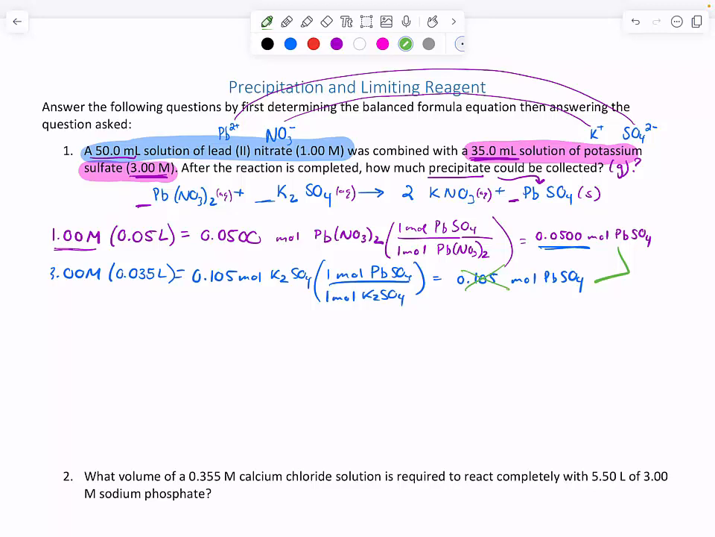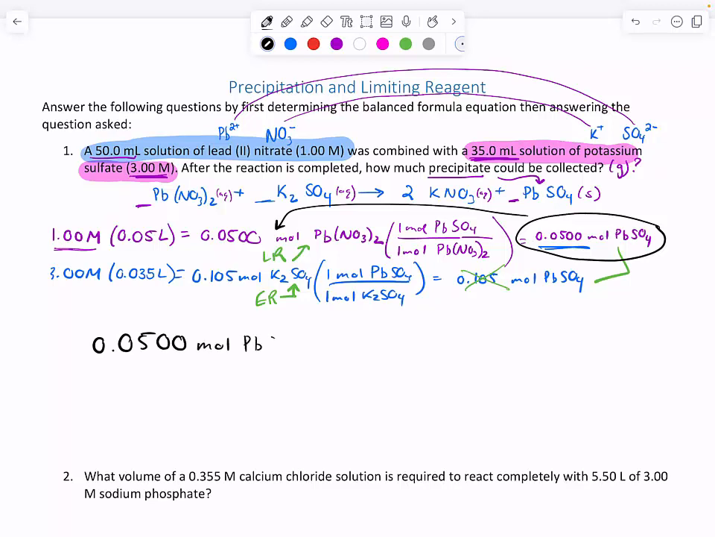So that means, what is my limiting reagent? My limiting reagent is lead 2 nitrate. And so I'm going to have excess of my potassium sulfate floating around. So now I haven't entirely answered the question, but I'm really getting there. Now I take my moles of my product that was generated from my limiting reagent, and I convert that to grams, and that's my last step.